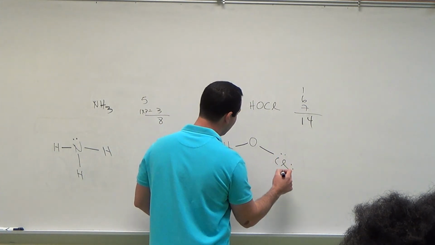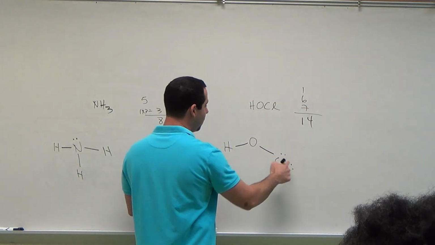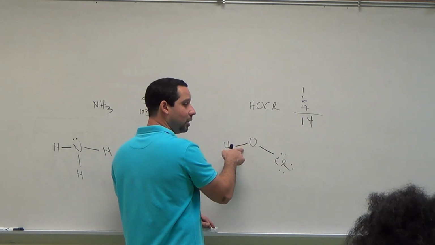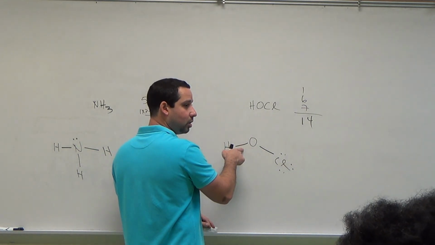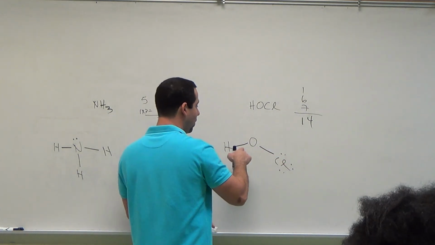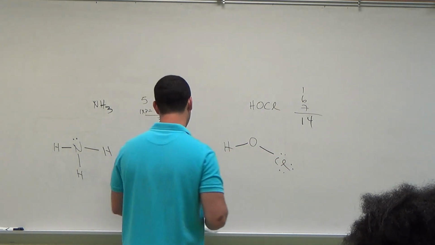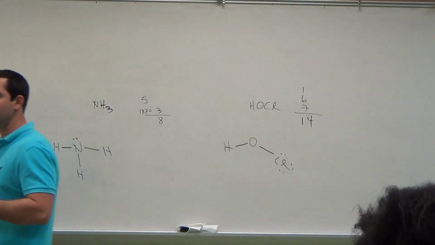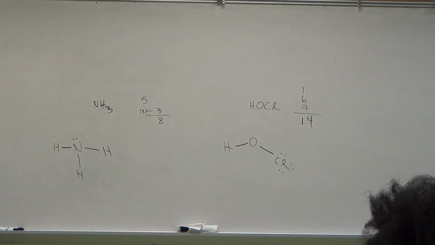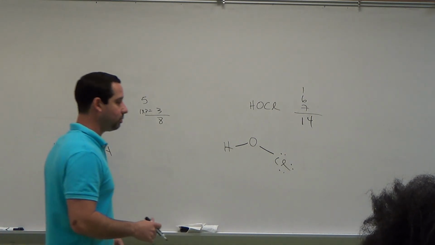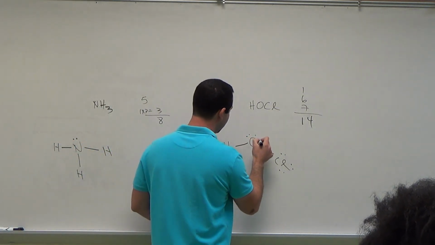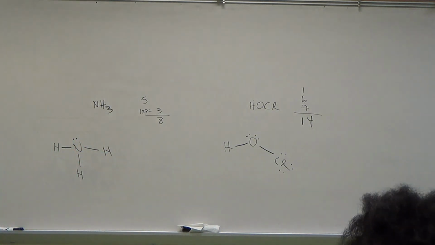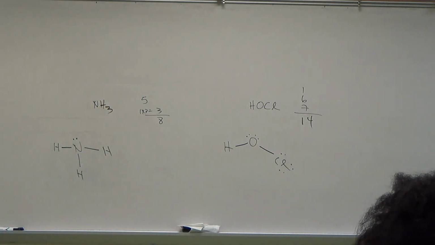1, 2, 3, 4, 5, 6. 2, 4, 6, and those 2 are 8. And here is how many? 2. So 8 plus 2 gives me 10 electrons. I need how many? 14. I am going to place these other 4 electrons where? On top, on the central atom. 1, 2, 3, 4. What if they repel each other? They would.